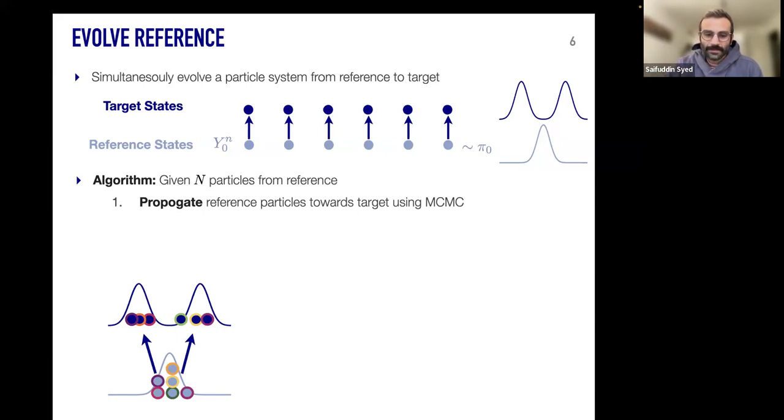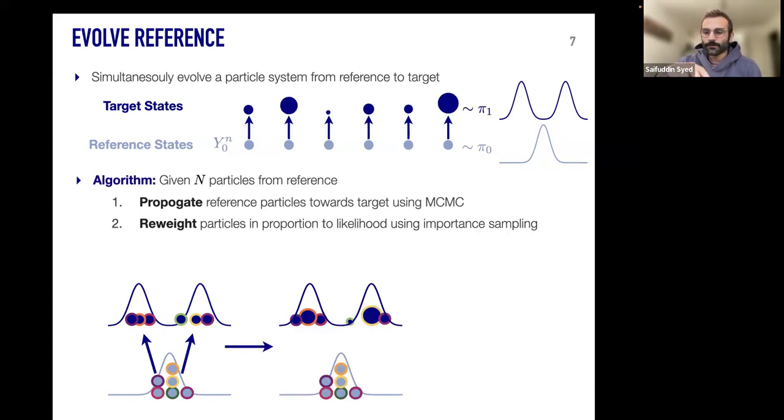So they're going to land in some of the nooks and crannies, each of the particles is going to find its own separate mode. And then we can reweight the particles proportional to how likely they were at the reference. So this is just using importance sampling again.